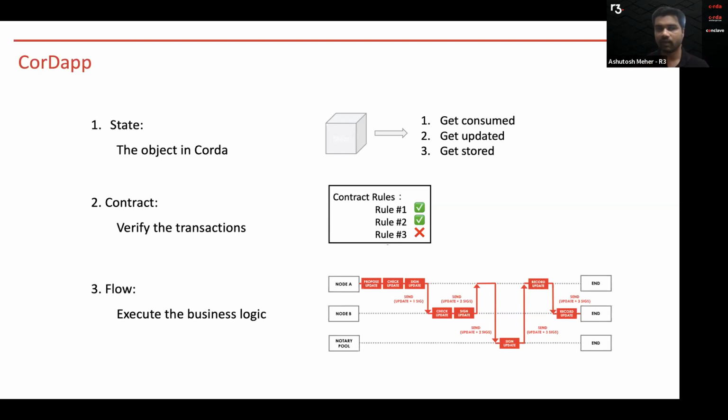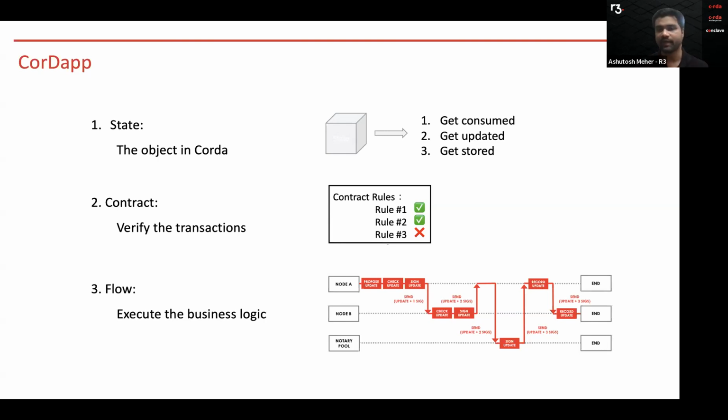Since we're going to develop a CorDapp, we need to understand what exactly is a CorDapp, right? You're here for Corda. Corda is basically the platform. It does nothing on its own. You have to write something and deploy it on the platform for it to really do great things. So what do you write? The application that you write is called a CorDapp, which is basically a short form of Corda distributed application.